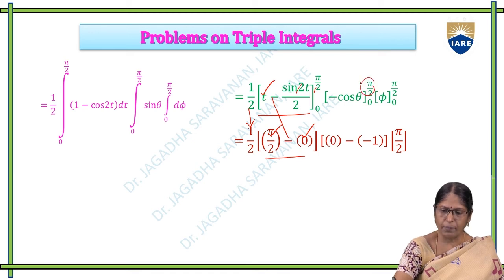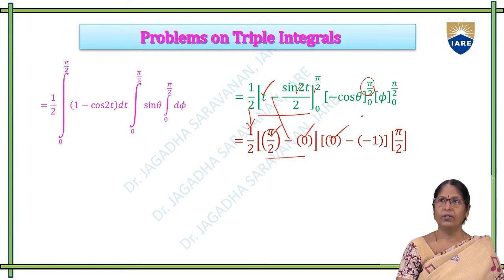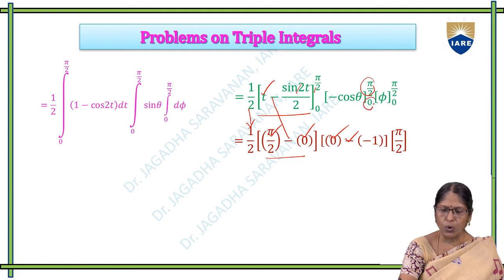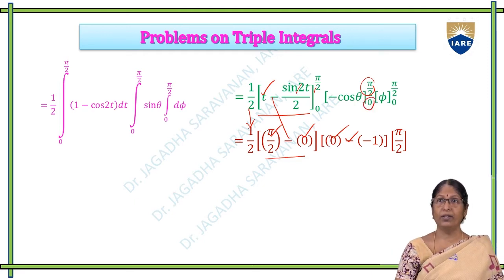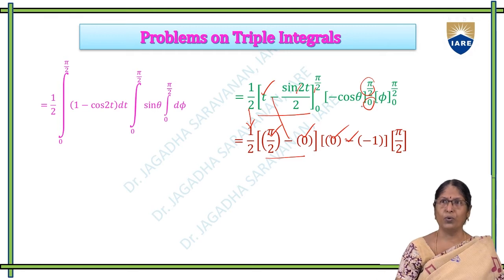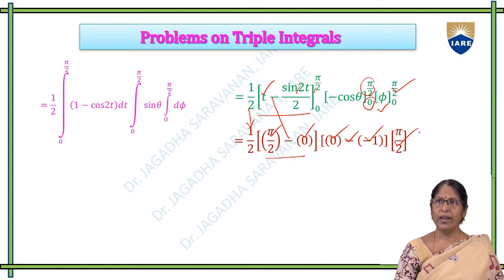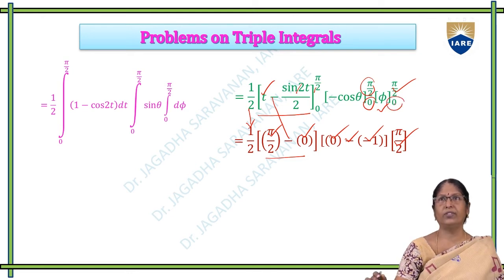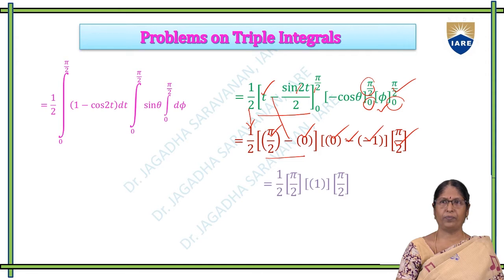For that, the upper limit is pi by 2. So minus cos 90, that is 0. And in the theta place, the lower limit value we are substituting 0. So cos 0, the value is 1, giving minus 1 here, which is written. The last one is phi. In the place of phi we are substituting the upper limit, that is pi by 2, minus the lower one, which is 0, just that we neglected it.